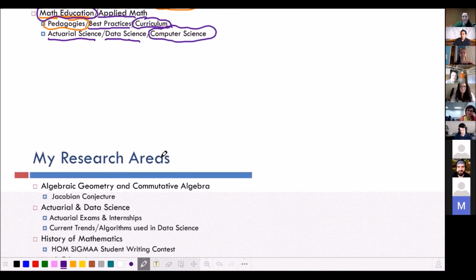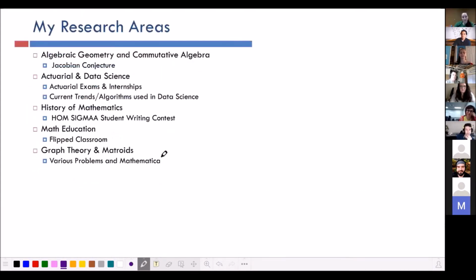My time is about up, but I do have specific research areas. I'm traditionally trained in algebraic geometry and commutative algebra. My thesis was on the Jacobian conjecture. So if you're interested in conjectures that will last your entire lifetime and you'll never be able to solve, come see me. I'll teach you all about that. I have plenty of experience in that. Actuarial science and data science, like I said, I did take a couple actuarial exams and was interested in internships as a graduate student. So I have some experience working with that, and data science a couple of years ago, I got kind of into that a little bit. So if you're interested in learning more data science, so am I. So come see me. History of mathematics.